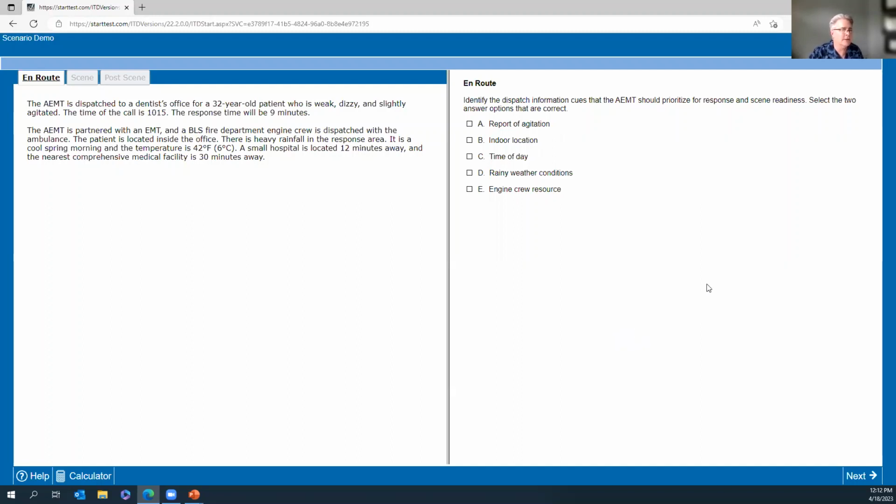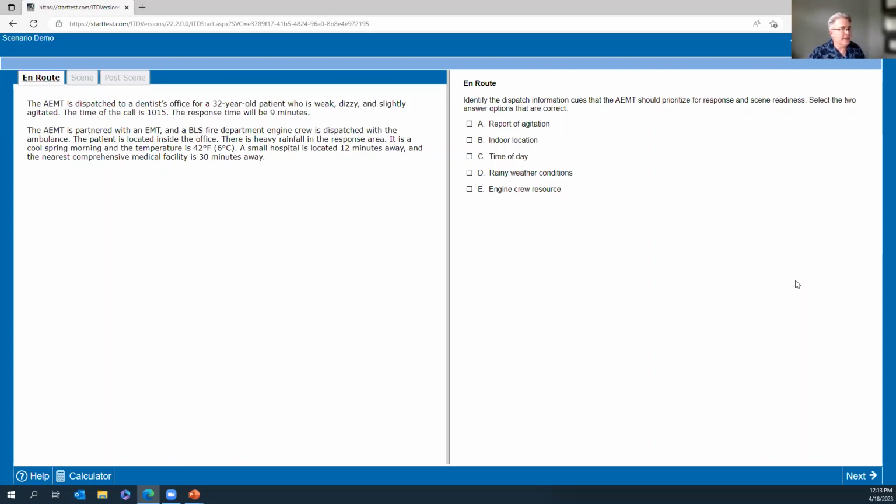So we then move over to the item, and it says identify the dispatch information cues that the AEMT should prioritize for response and scene readiness. Select 2 answer options that are correct. Do note that at Registry, we tell the candidates how many correct answers there are in a multiple response item. A lot of testing bodies will say select the appropriate answers. We will tell the candidate there are 2 or 3 correct answers that they need to select.